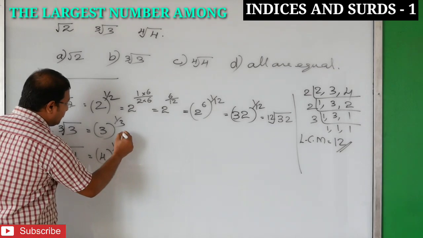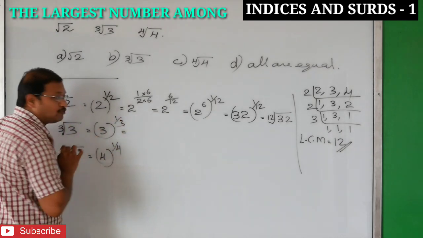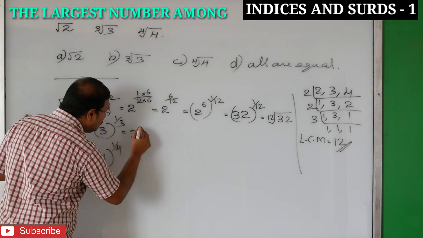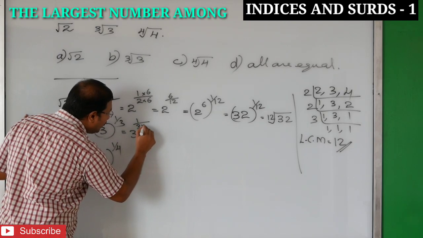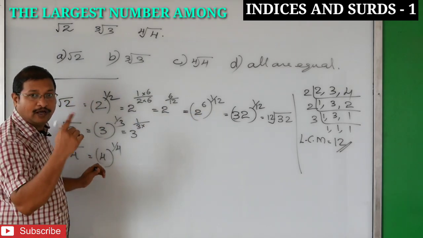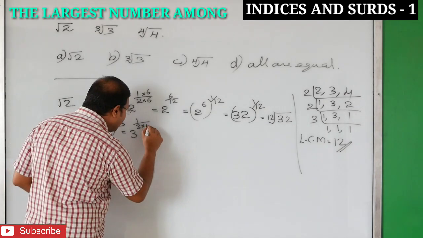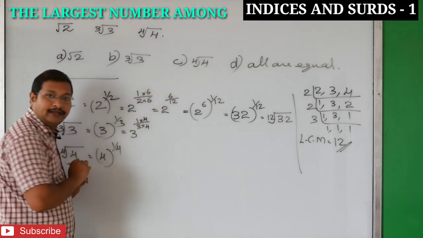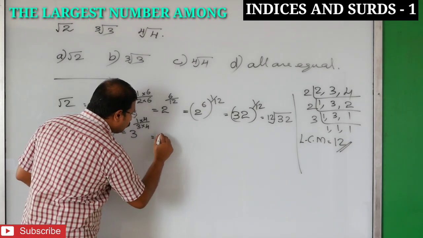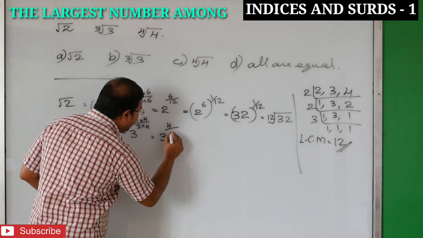Ready? Now, this number, what will you do? 3 raised to 1 by 3. That means 3 raised to 1 by 3 is already here. 3 into how much will you get 12? Because we are making the LCM. 3 fours are 12. That means 4 will multiply the numerator and denominator. That means this equals 3 raised to 4 by 12.